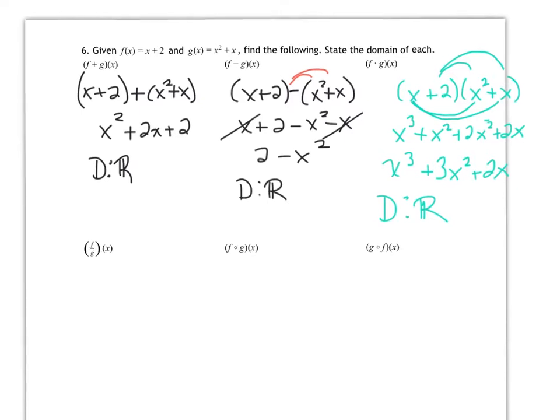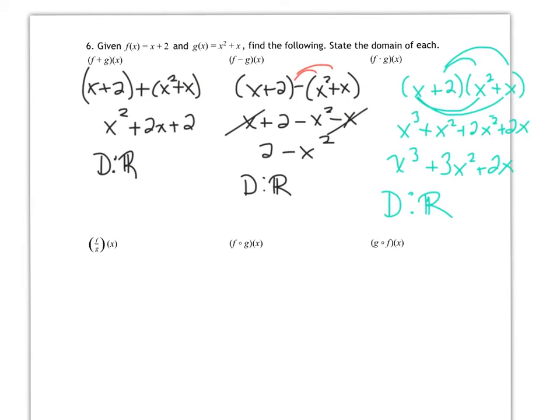Now the next one gets a little trickier because we have division, so we bring in some domain problems. It says f divided by g. So the f function is x plus 2, and the g function is x squared plus x. So this is the quotient, but now we have to think about the domain. If I rewrite the denominator, I can rewrite it as x times x plus 1.